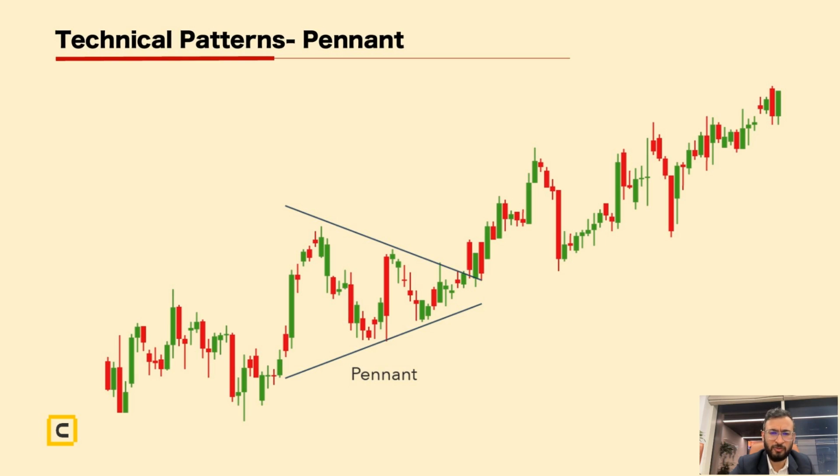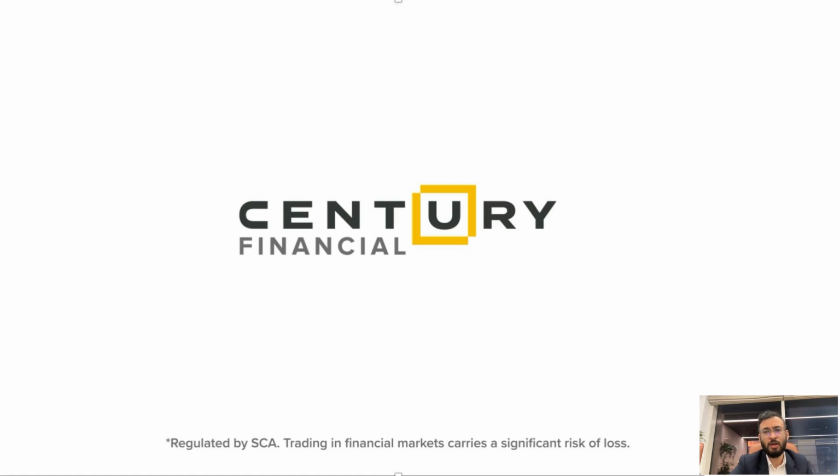Again, another form of a pattern is a triangular wedge or a pennant. Flags and pennants, they also work the same way: if the range is broken on the higher side, you go for a buy. If the range is broken on the lower side, you go for a sell.